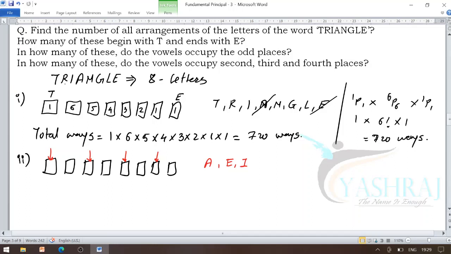So now look at once. We have 4 vacant places and 3 choices: A, E, I. Following which, to fill up the remaining places, which letters are we having? T, R, A, G, L only. So 4 letters now we are having. To fill up the first 3 boxes, 1 vacant was there, because we have only 3 choices.